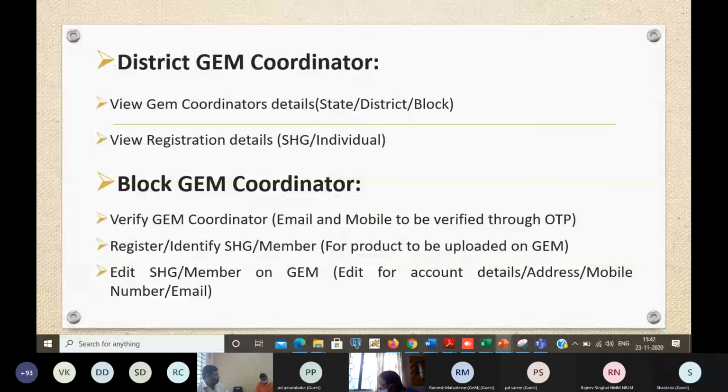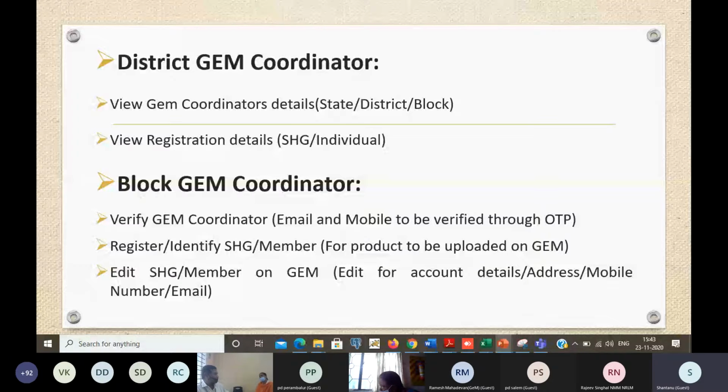This is another key point to recall for all the block GeM coordinators. These are the activities to be performed by the block GeM coordinator: the registration of the GeM coordinator, and identification and verification of the SHG or the individual members for whom the product is to be uploaded on GeM. An edit provision is also there. That edit provision means the account details, address, mobile number or email ID of the individual member or the SHG as a group can also be edited.